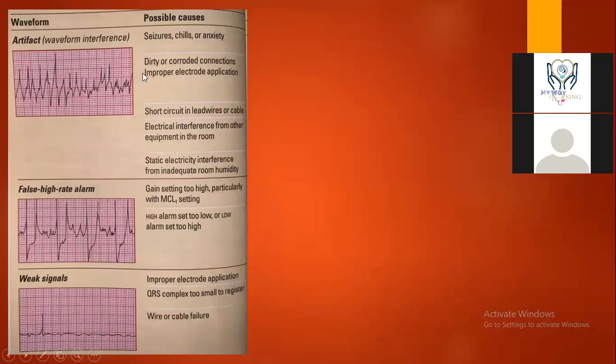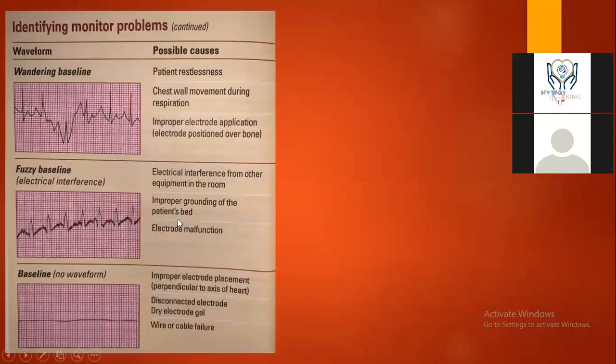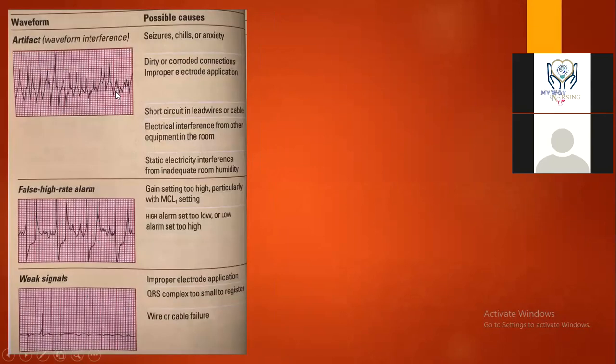Second, we have this wave, it's called artifact waveform interference. It may be patient seizures, or a crowded connection problem, or improper electrodes. Improper electrodes is very important. You can see it repeating in every artifact. If you have any of these artifacts or problems, make sure the nurse fixes it very well. And then we have false high rate alarm. Its causes may be the gain setting too high, particularly with MCL.